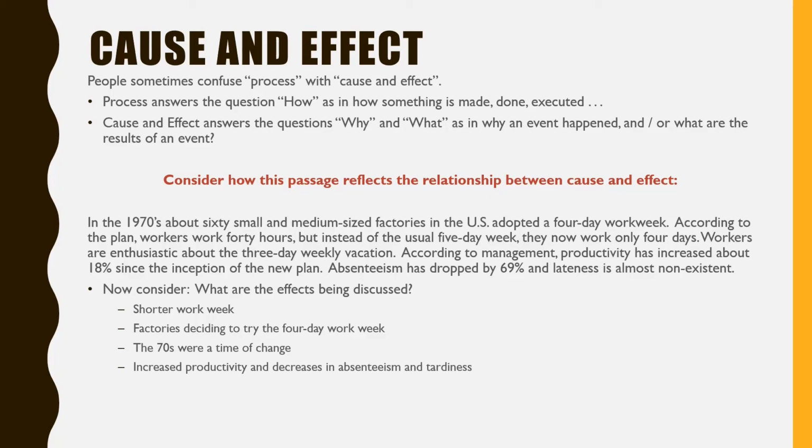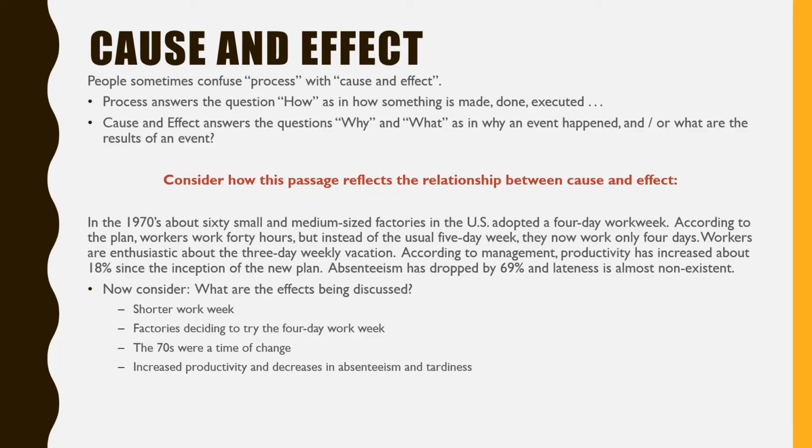In the 1970s, about 60 small and medium-sized factories in the U.S. adopted a 4-day work week. According to the plan, workers work 40 hours, but instead of the usual 5-day week, they now work only 4 days. Workers are enthusiastic about the 3-day weekly vacation. According to management, productivity has increased about 18% since the inception of the new plan. Absenteeism has dropped by 69%, and lateness is almost non-existent.